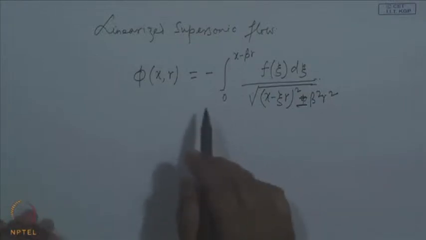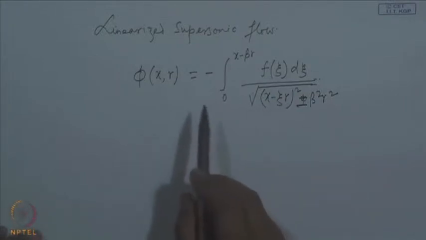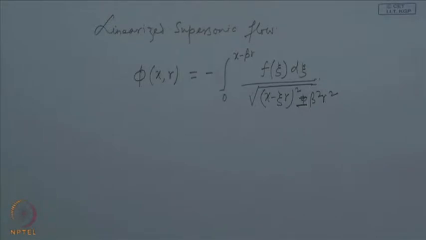What this simply means is that we may have a source distribution from 0 to L, that is the length of the body. However, the potential at any point x r will be given by the source distribution which is spread over 0 to x minus beta r. The remaining portion of the source distribution, x minus beta r to L, does not influence the potential or condition at x r.